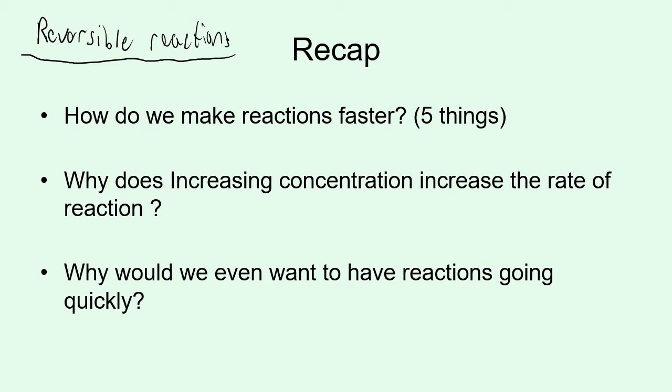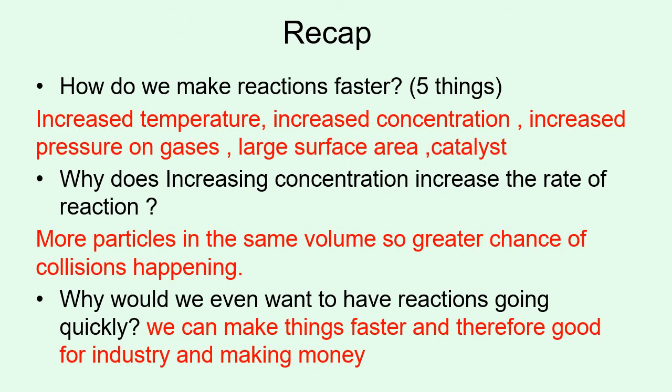Okay, so let's see if you got them right. How do we make reactions faster? Increase the temperature, increase concentration, increase the pressure on gases, large surface area for solids, and we could add a catalyst. Question 2, why does increasing concentration increase the rate of reaction? In a higher concentration there are more particles in the same volume, so there's a greater chance of collisions. And the last one, why would we even want reactions going quickly?